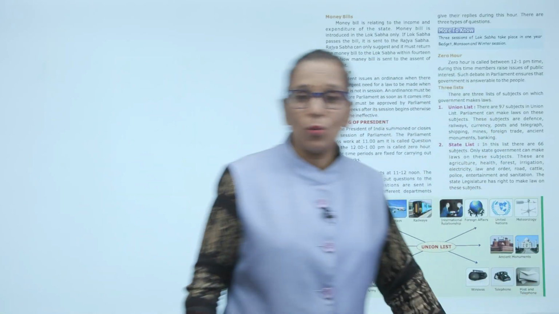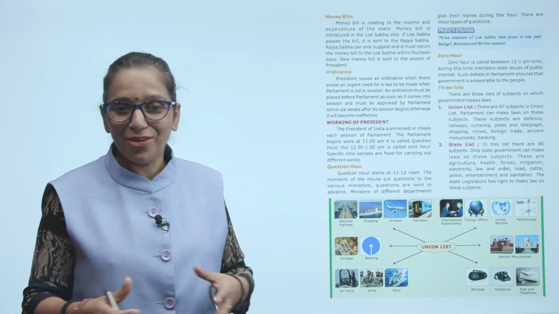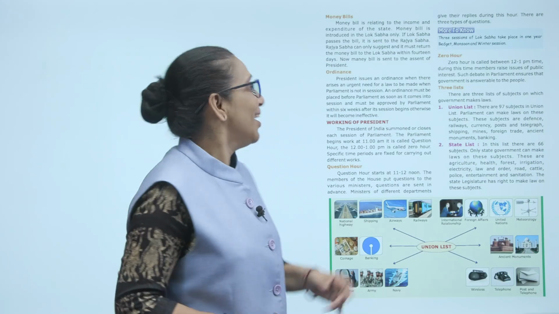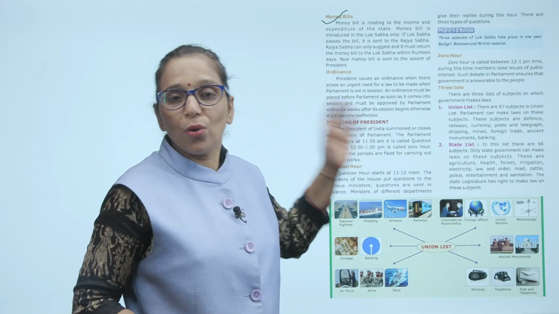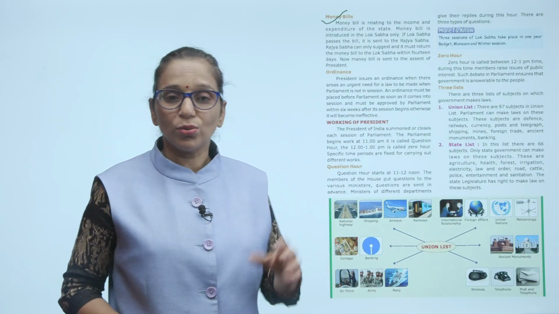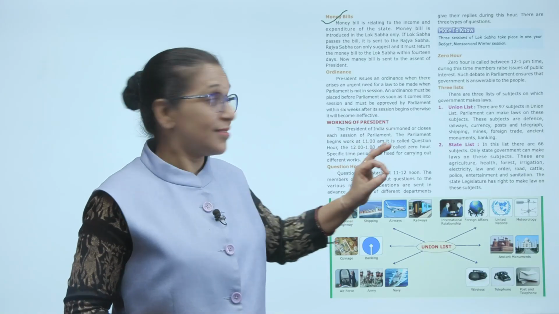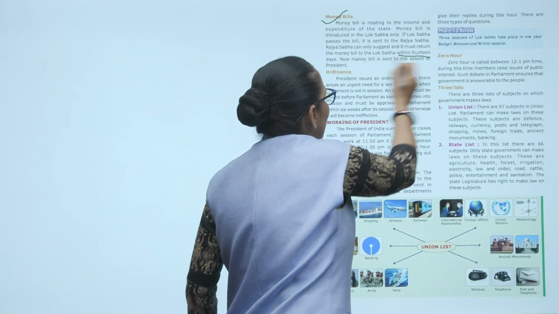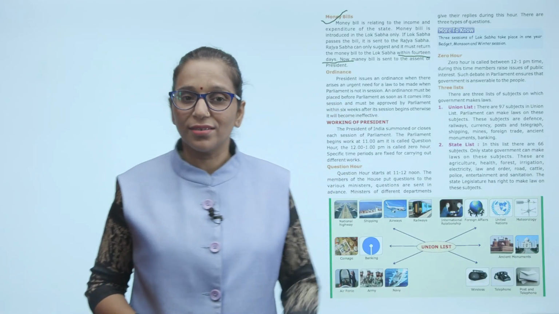See what a long procedure. Lok Sabha, Rajya Sabha, joint session if there is a deadlock situation, and then the president. Now moving to the money bill. A money bill, as I have told you, can be introduced only and only by the Lok Sabha. Now if the Lok Sabha passes the bill, it is sent to the Rajya Sabha. The Rajya Sabha can only suggest, and it must return the money bill to the Lok Sabha within 14 days. Remember, 14 days they have to return it. Now the money bill is sent to the president for his or her signature.